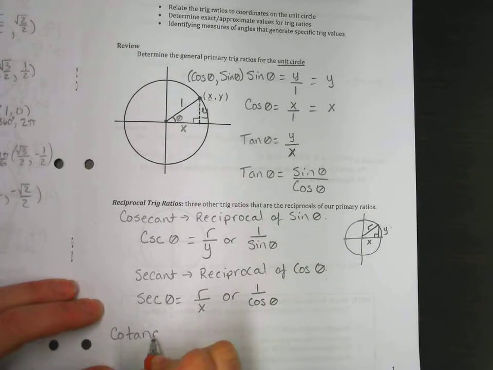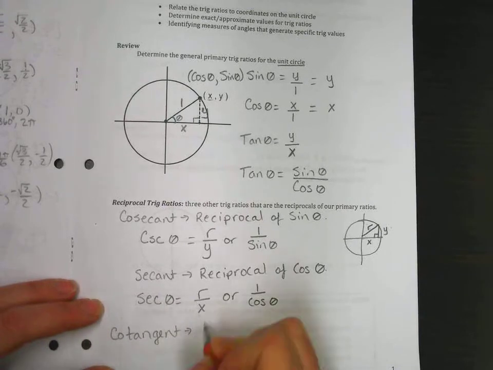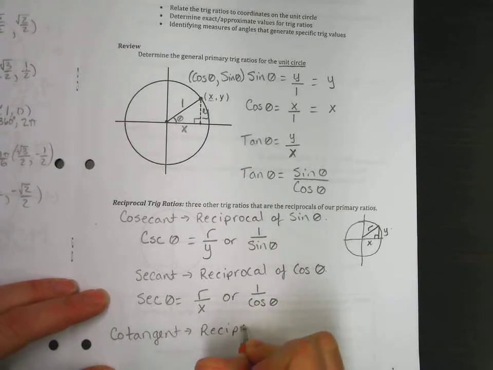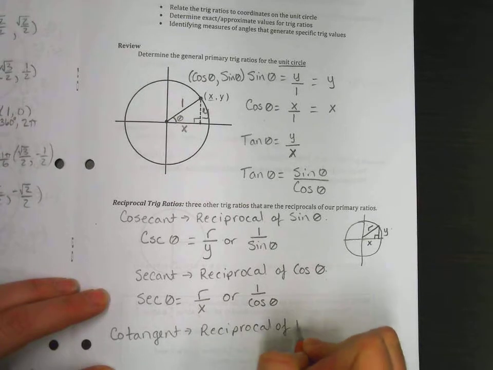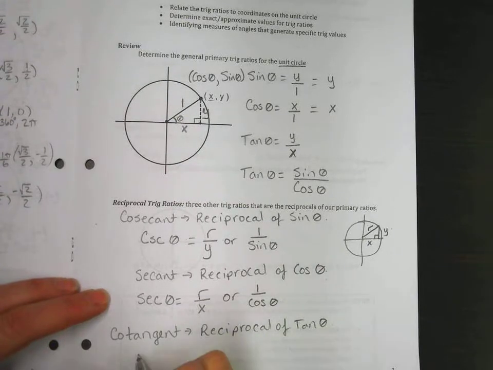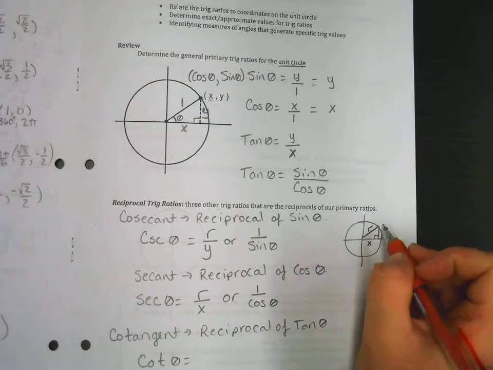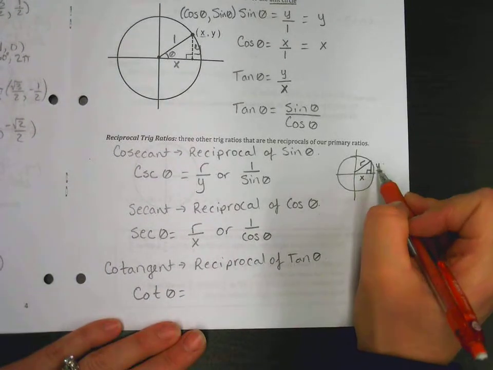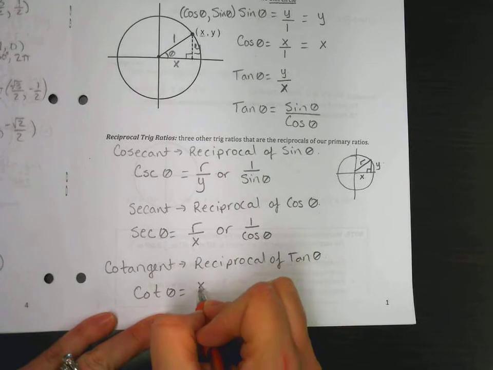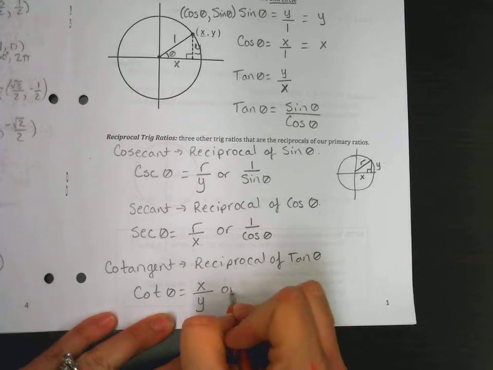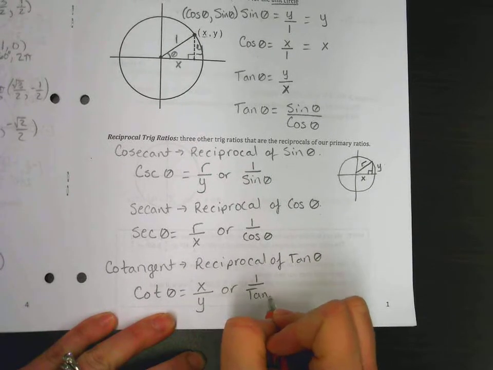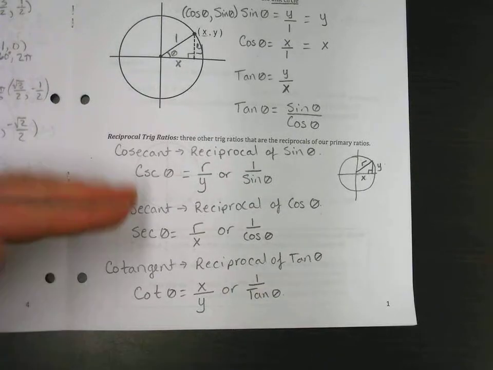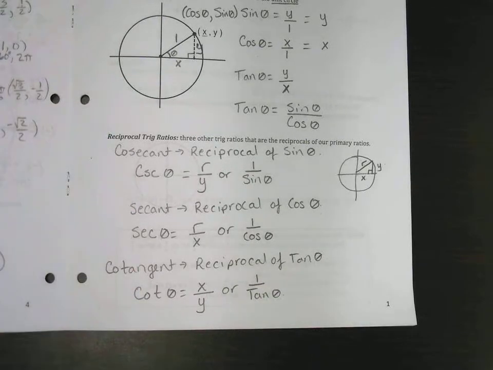And the last, cotangent, which is the reciprocal of tan. And short form, we say COT for cotangent, and that is the reciprocal of tangent. Tangent is normally opposite over adjacent. Cotangent would be adjacent over opposite, or the reciprocal of tangent of theta. Okay, so we're going to now introduce these reciprocal functions along with our primary trig ratios.